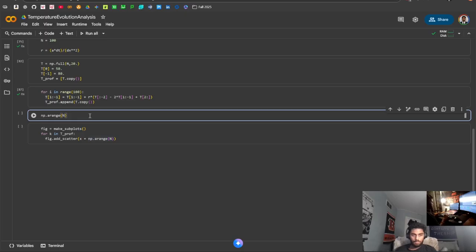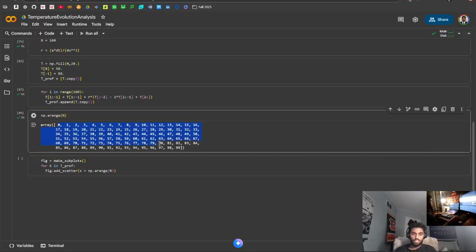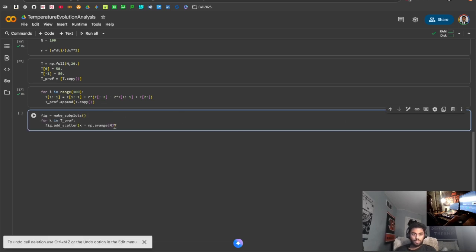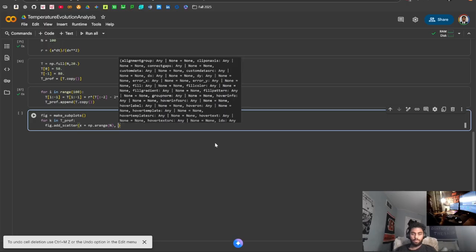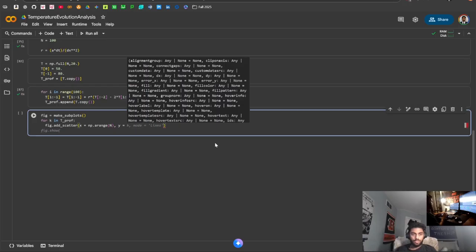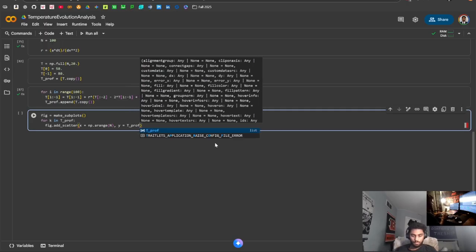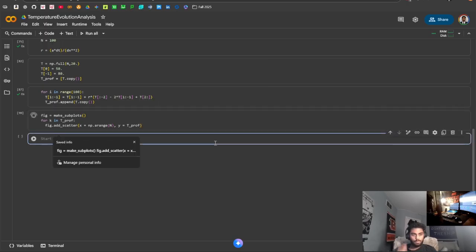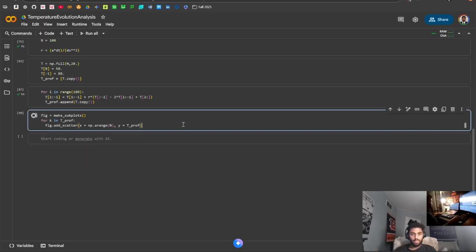See? It just gives you each integer in that counting. So we're going to set that for our x values so that we have all our positions there. And our y values are going to be our individual values in our profile. So I believe I could just do that. Let's see if that terminates properly and gives us a result.